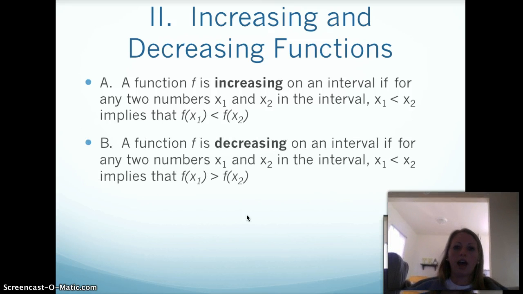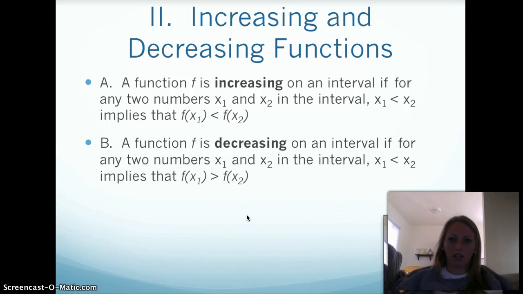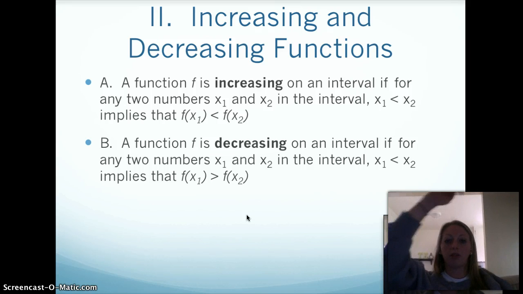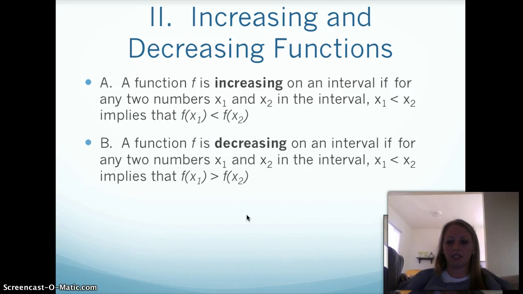And a function f is decreasing on an interval if for any two numbers x1 and x2, so between any two points is what it's saying, where x1 is less than x2, f of x1 is greater than f of x2. So again, this is to see where it's going up and then where it goes back down again. We're not looking at the highest and the lowest point like before, but we're looking at where it increases and decreases.